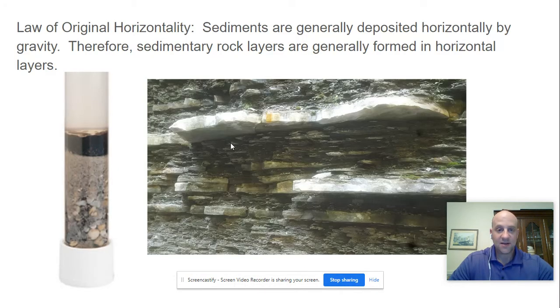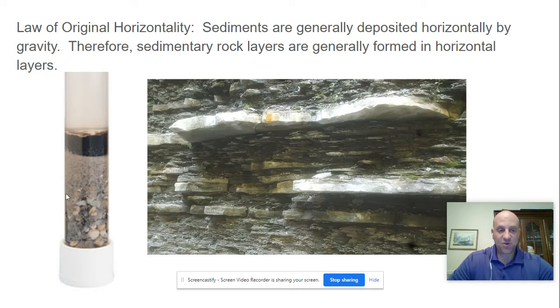The first law I want to look at is the law of original horizontality, which states that sediments are generally deposited horizontally by gravity. Therefore, sedimentary rock layers generally form in horizontal layers and they will continue for long distances horizontally.